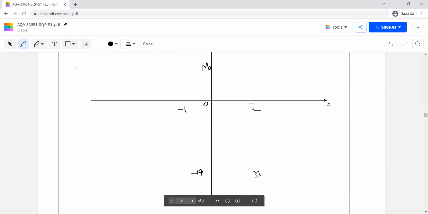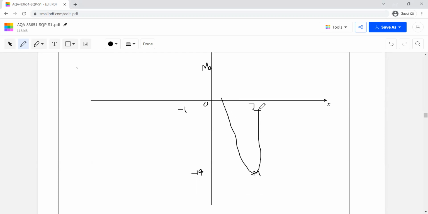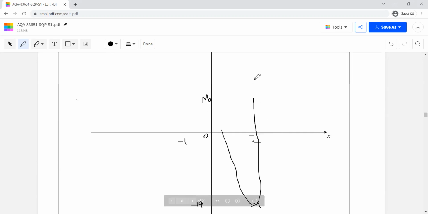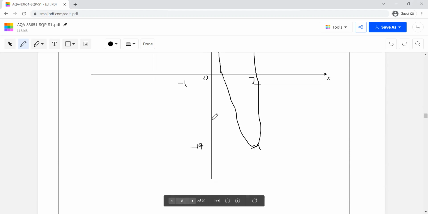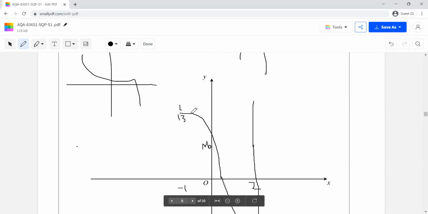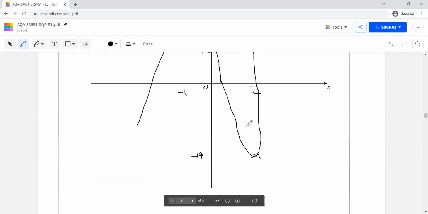Trying to think. It's going to go up over here, to this point over here. No, maybe if I do it this way. And then it will come down at another point on the x-axis. Yeah, it should look something like that.